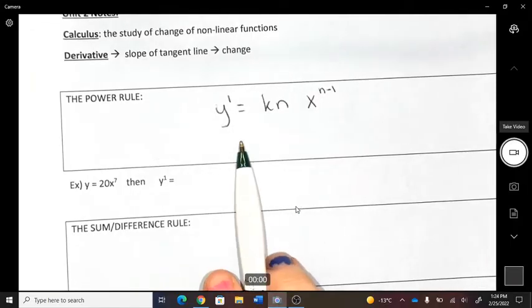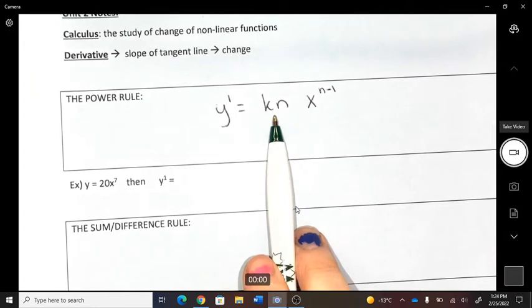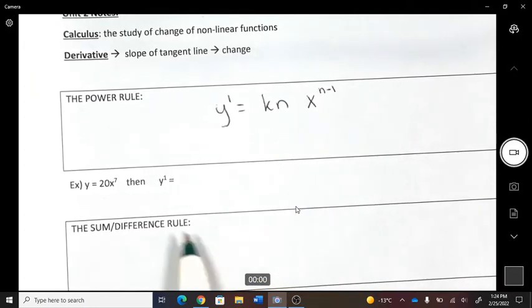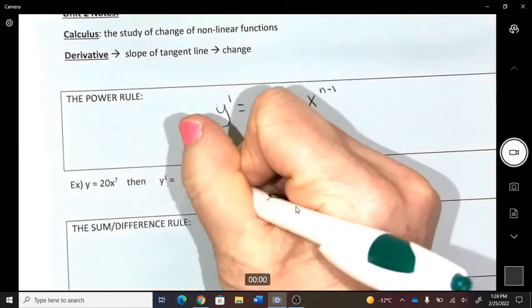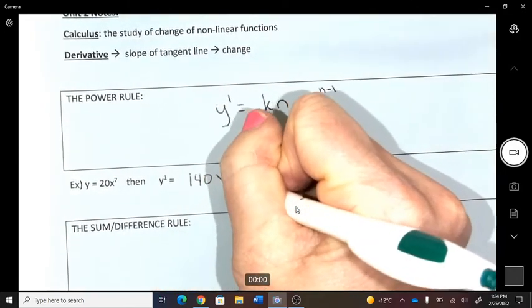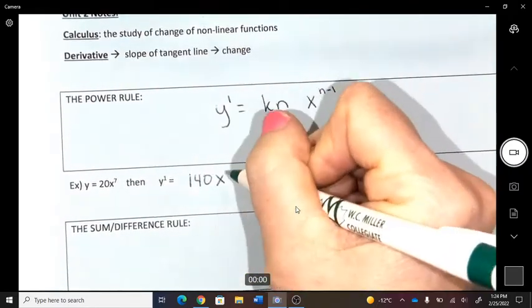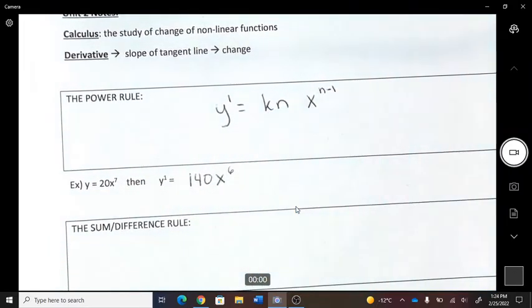Okay, so the power rule: times the front and the top, lower the exponent. So this one is times the front and top, we get 140x to the 6th.